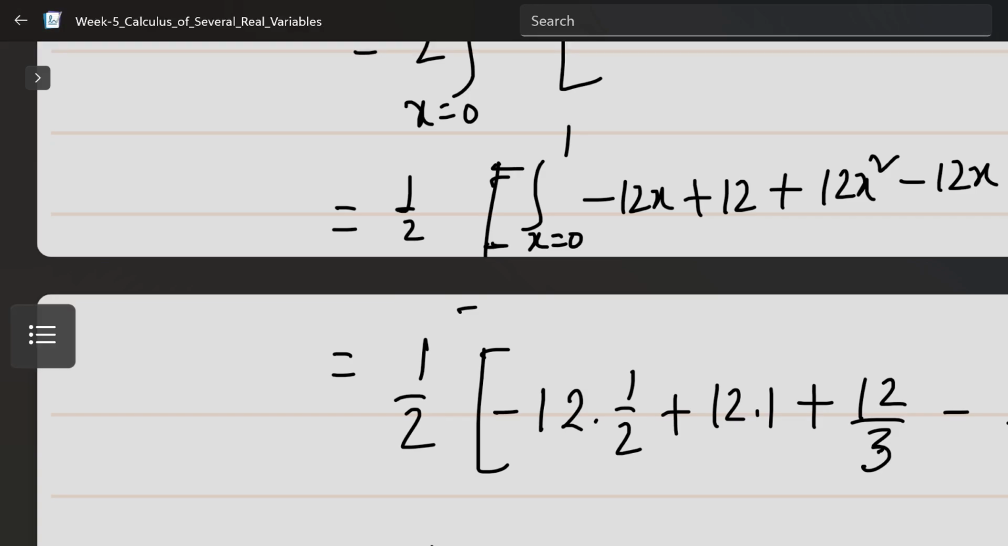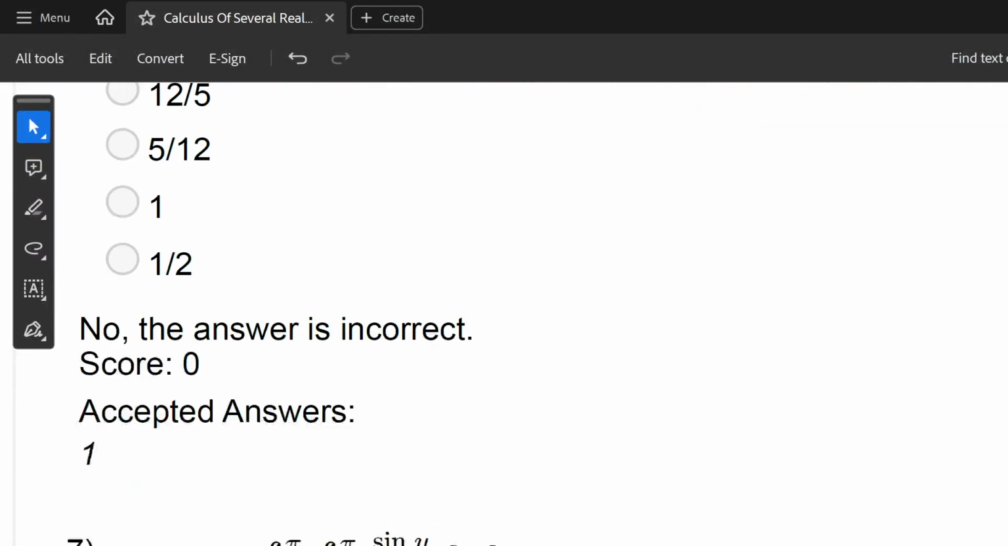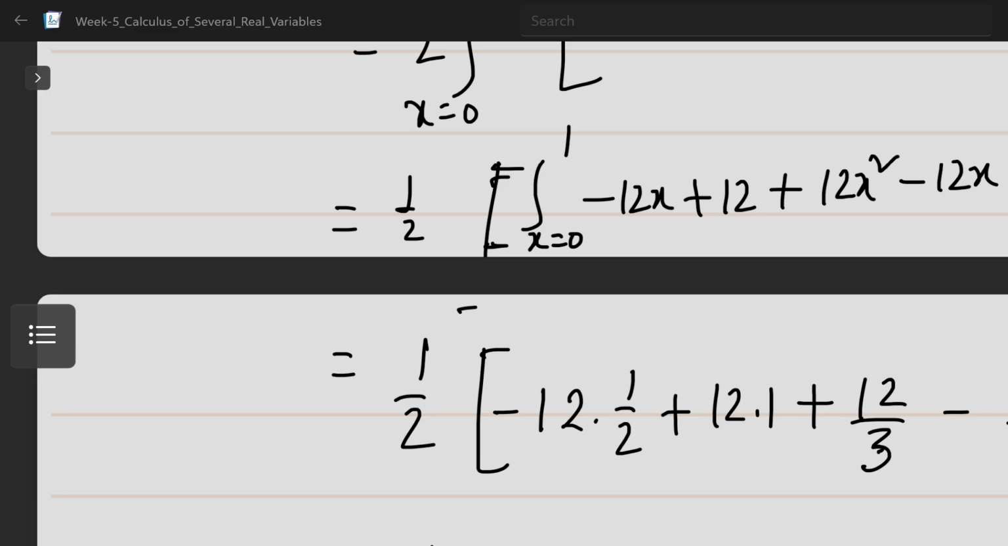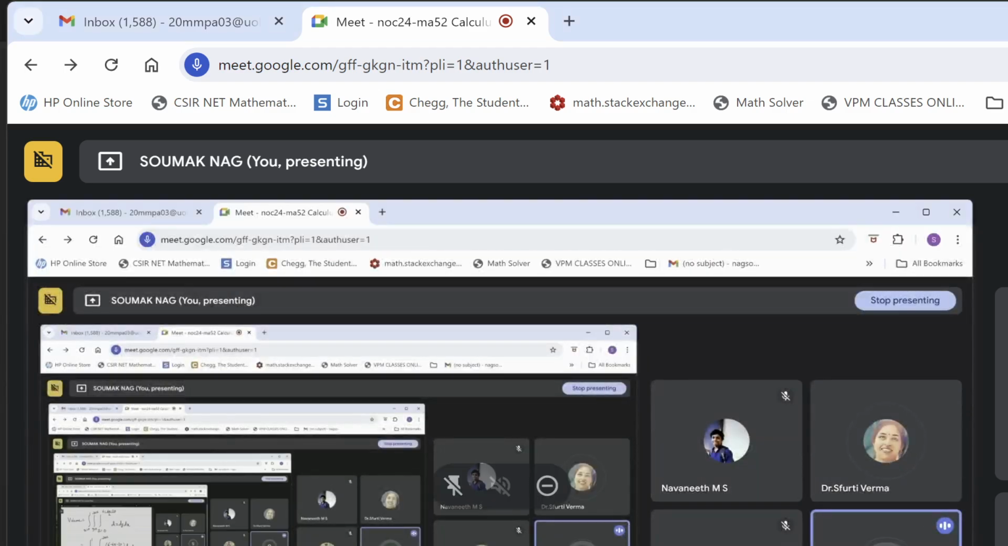Answer is option number C, I think. Option number C is 1. Correct? Did you calculate all this integral? Main thing is the limit of the integration. As I told you from the beginning, in multiple integral, main thing is choosing the limit. That's it. Okay, so I will move to the next one. I hope you understand the previous problem, though there is some network issue.